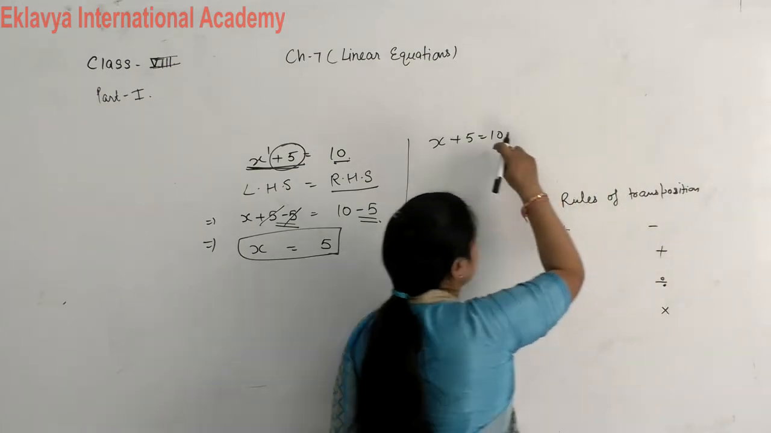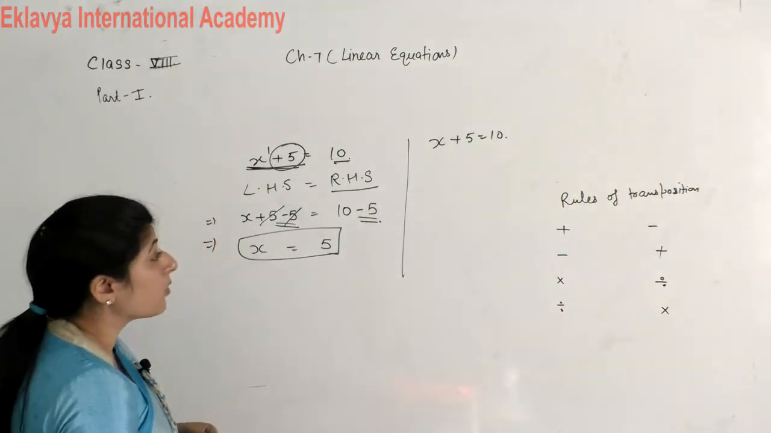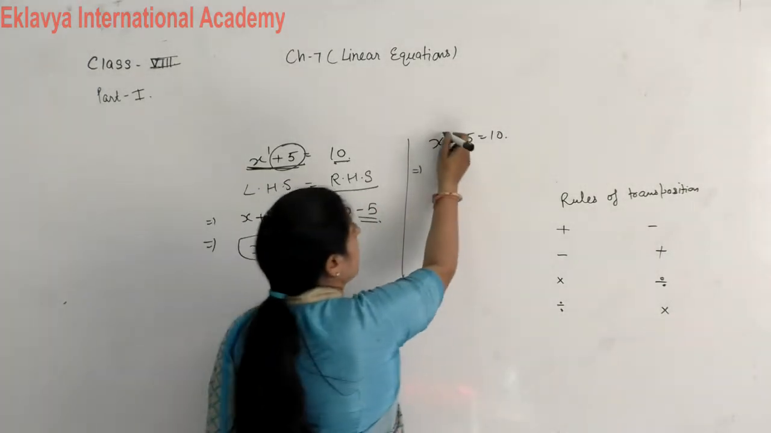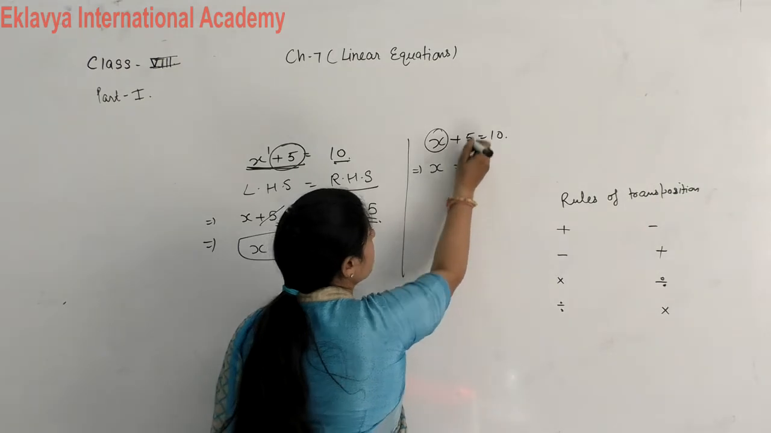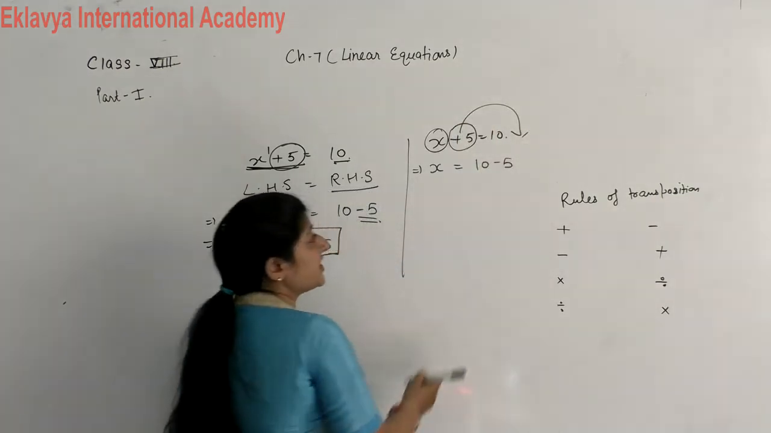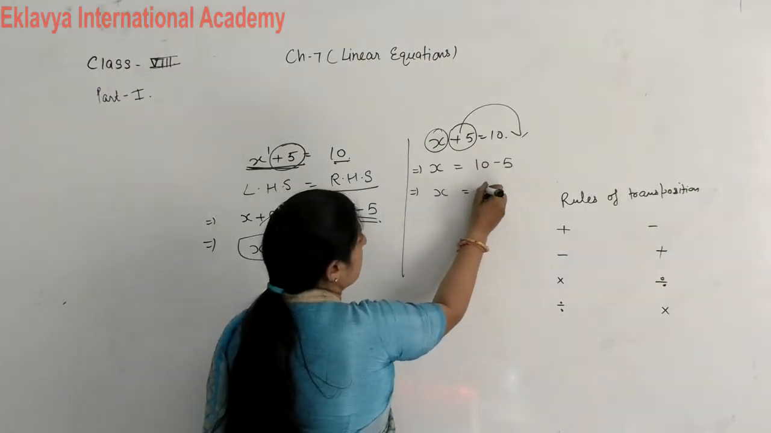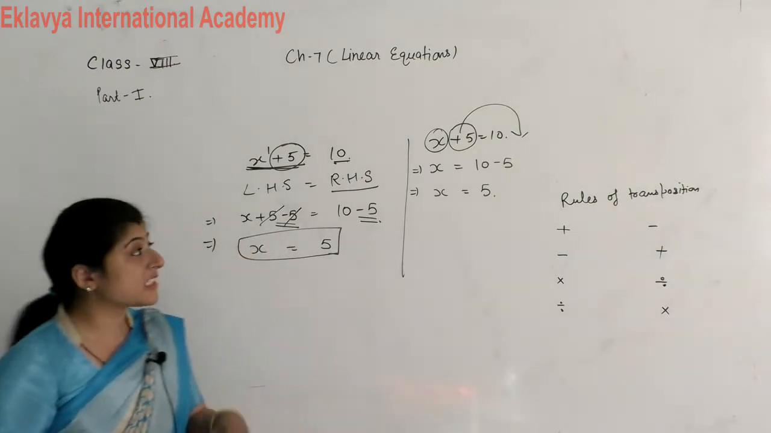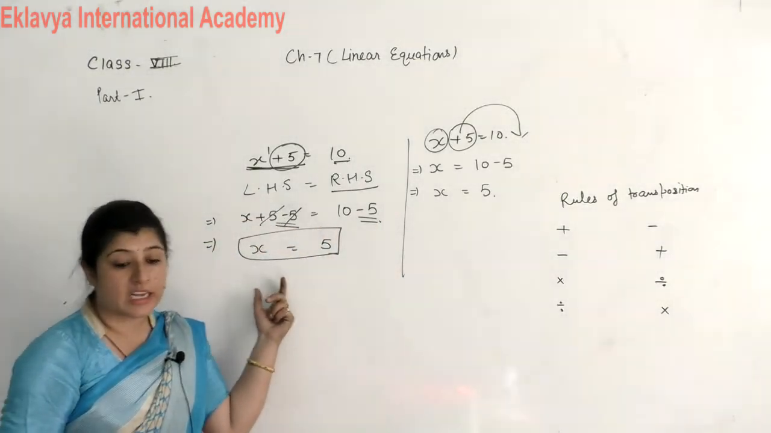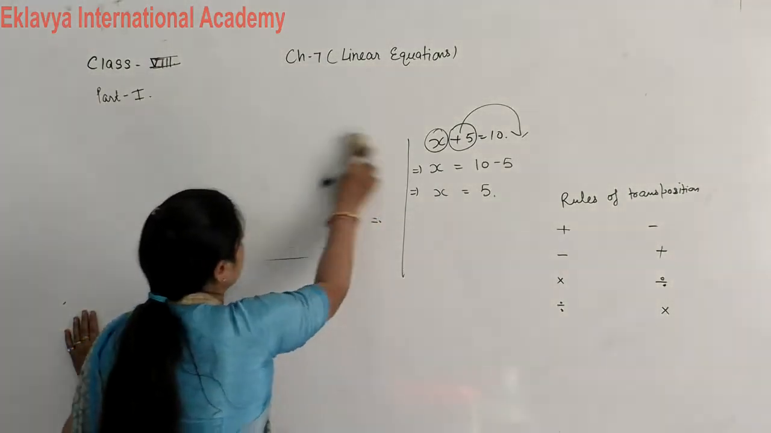These are the rules of transposition. So we will apply the rule of transposition for solving this equation. How to solve this equation? x plus 5 is equal to 10. I want to find the value of this variable, so this plus 5 I will transpose, the sign changes and it becomes minus 5. Then the value of x is equal to 5. So this is the transposition method, and the earlier one is the general method. Now we will solve more problems based on the transposition method.